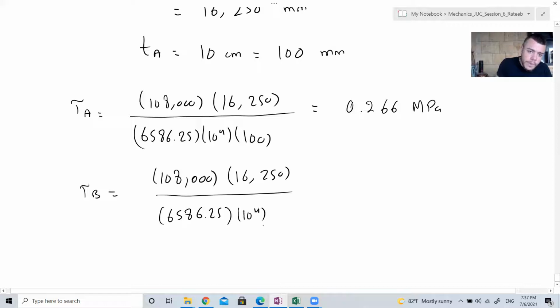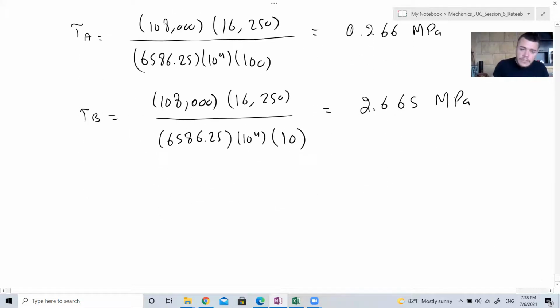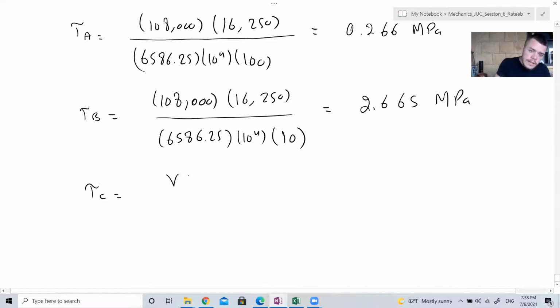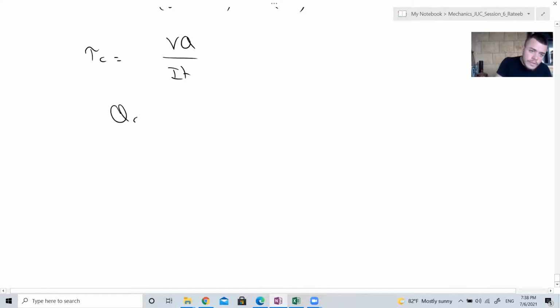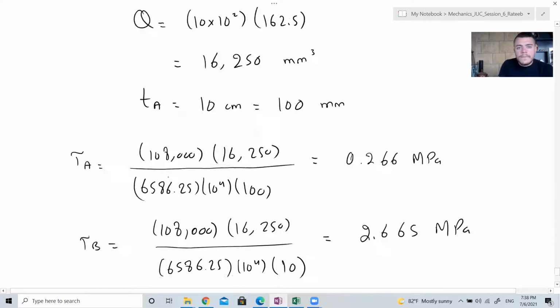6586.25 times 10 to the power 4. The thickness, instead of being 10 cm, will be 1 cm, meaning 10 mm. It comes out to 2.665 megapascal. And the last one, which is tau C, is VQ over IT. What is Q for C? It's area prime Y prime. What's area prime for C?